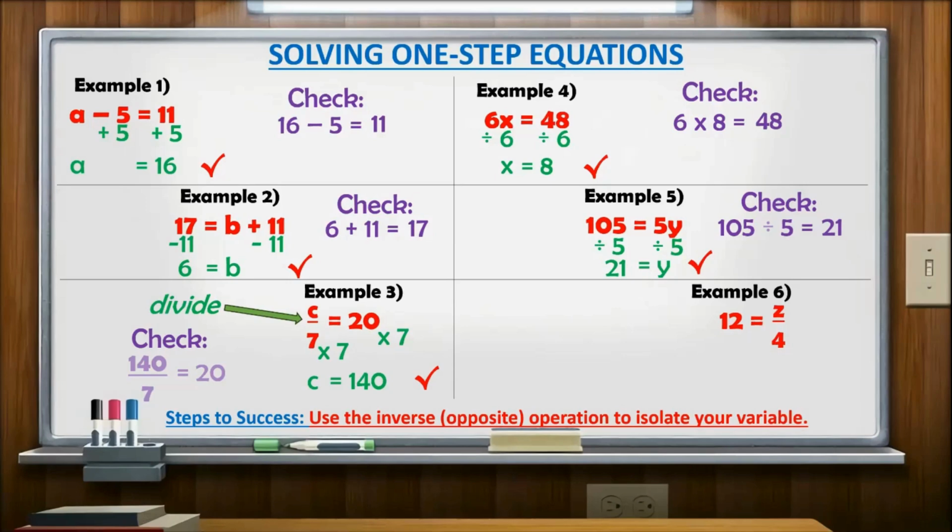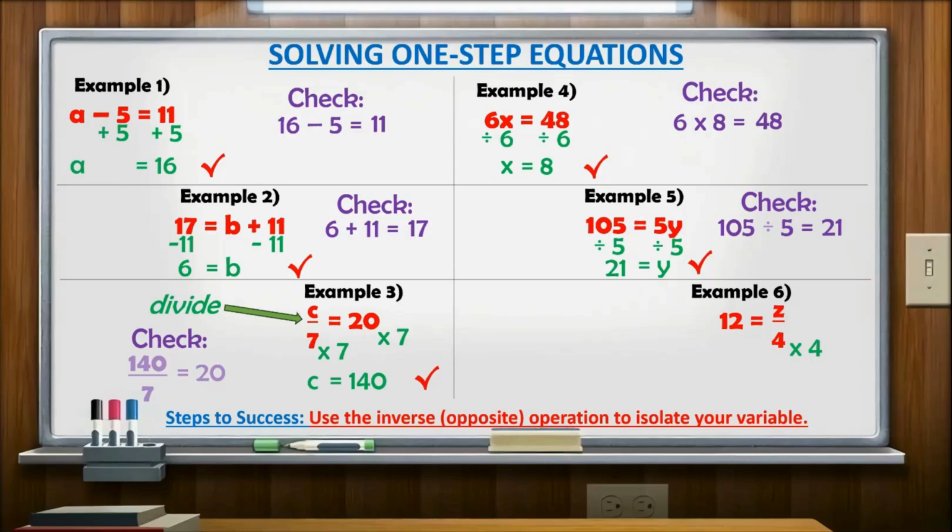So again, as we have done before, let's ask ourselves, what does this mean? As we can see, it is written in the form of a fraction, and we know that the fraction represents the divide operation. So what we essentially have is z divided by 4 is equal to 12. So again, using my steps to success, I want to do the inverse operation to isolate my variable. And I'm going to do this by doing the inverse of dividing by 4, which is to multiply by 4. So this allows me to cancel out the 4's in order to get my z on its own.